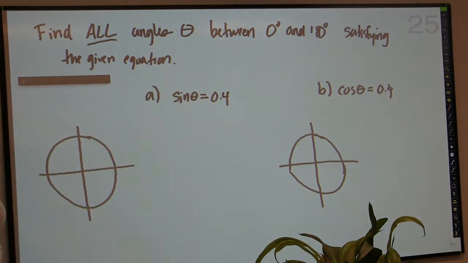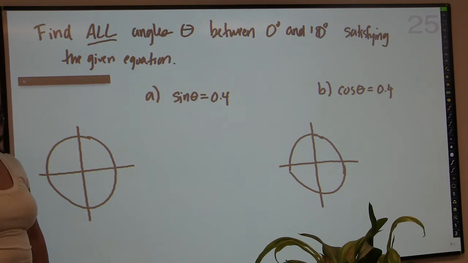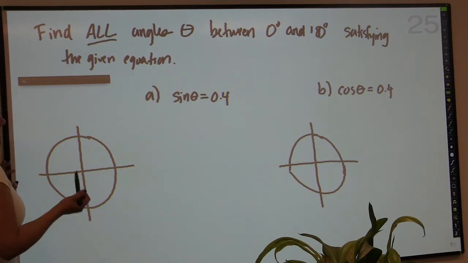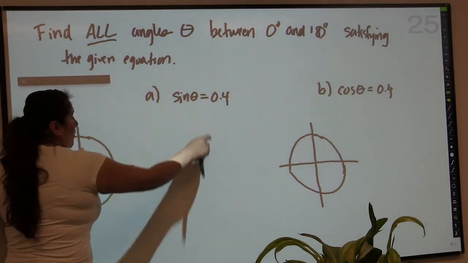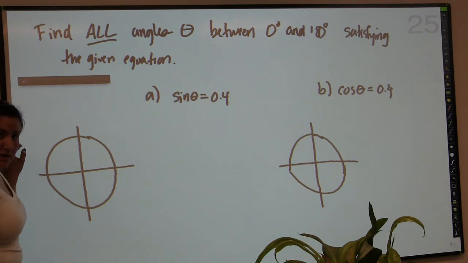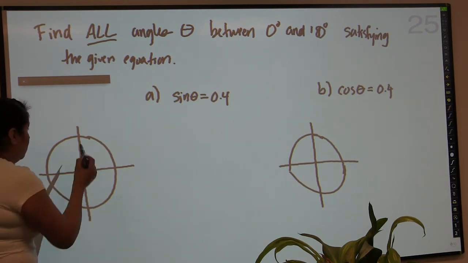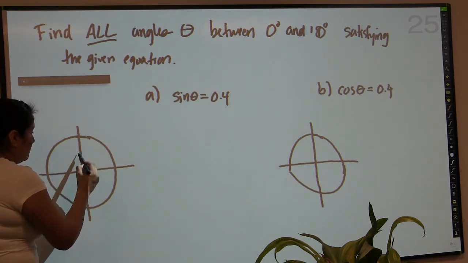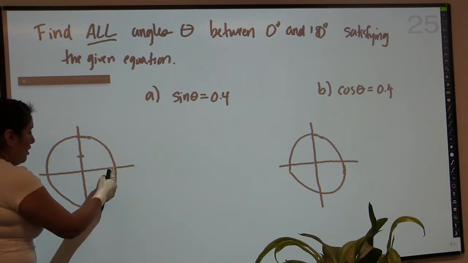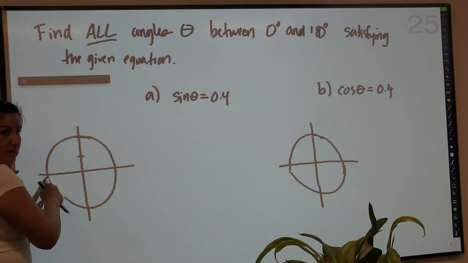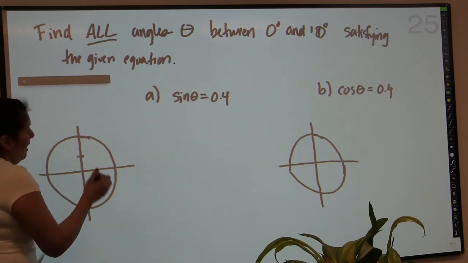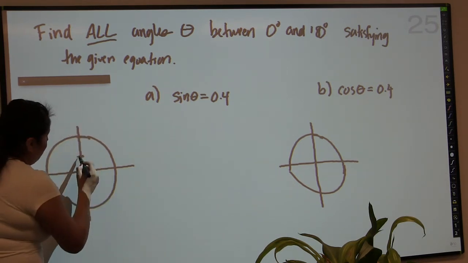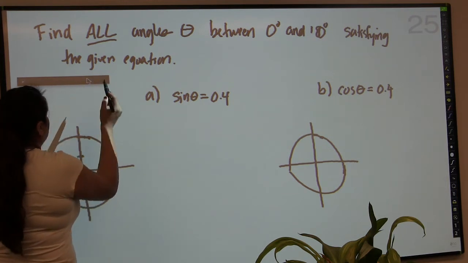Okay? Sine theta equals 0.4 means? That's between 0 degrees and what? 180. So sine theta is equal to 0.4, which basically means that the y-coordinate is 0.4. So this is supposed to be 1. This is 0.5, so maybe 0.4 is right about here. And this is 0 to 180. Correct?